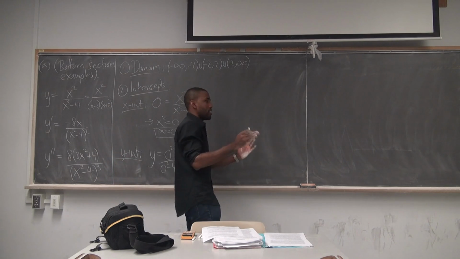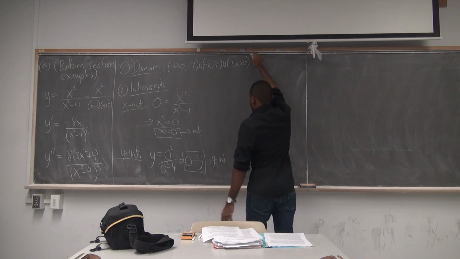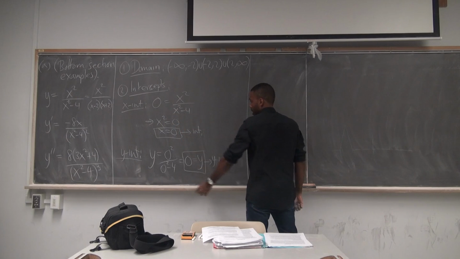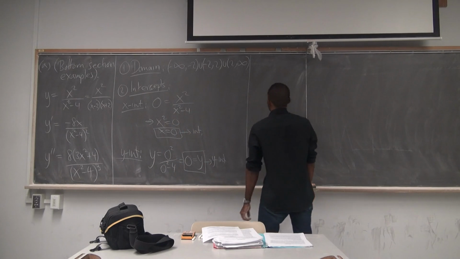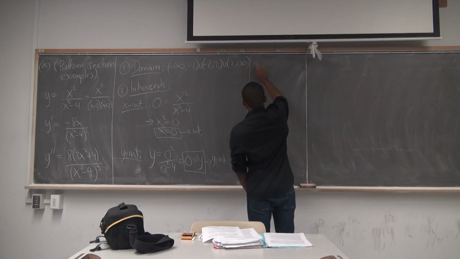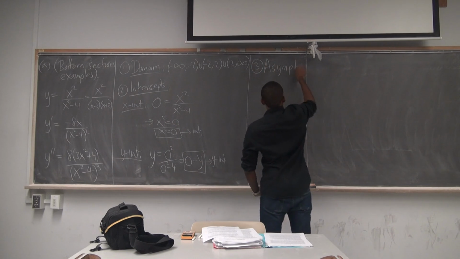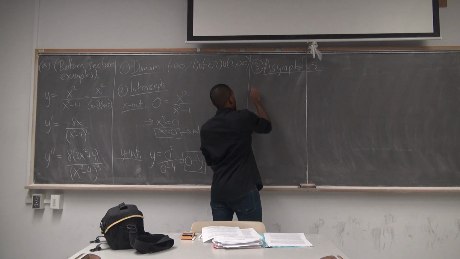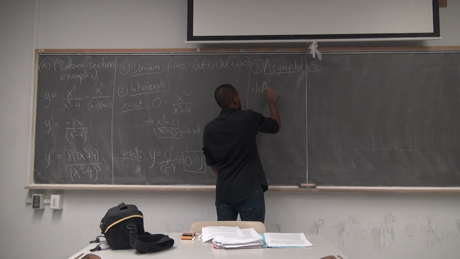Just because it looks scary, the rules do not change. You find it the same way you always find it. For x-intercept, plug in y equals 0, solve for x. For y-intercept, plug in x equals 0, solve for y. Step 3, asymptotes. Now we're not in the case where there are none. We do have them. Let's talk about horizontal asymptotes. How do we find those?